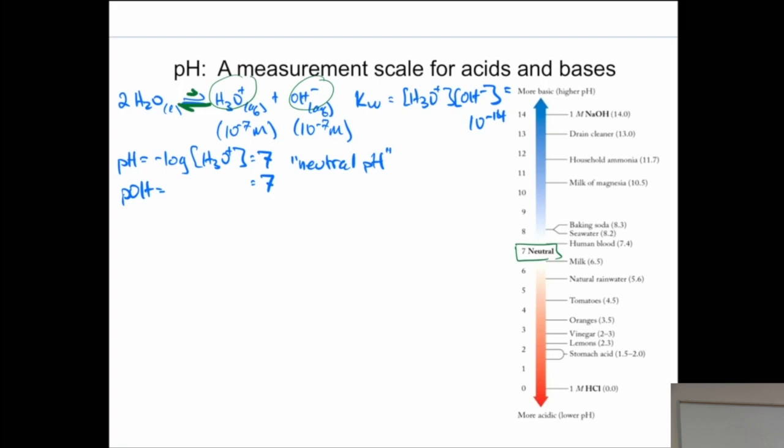Now, if we have an excess of hydronium ion, let's say we have more hydronium ion. This is when they're equal. So this is when H3O plus is equal to OH minus. How about when they're not equal? How about when hydronium ion concentration is greater than the hydroxide ion concentration? We're still going to have things neutralizing, okay?